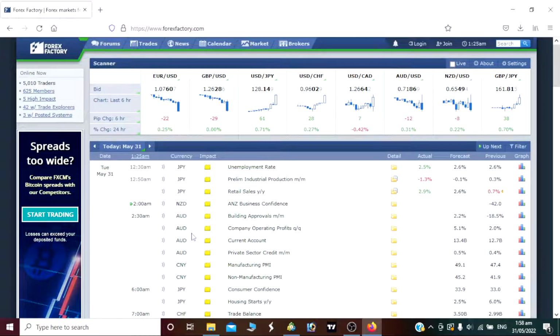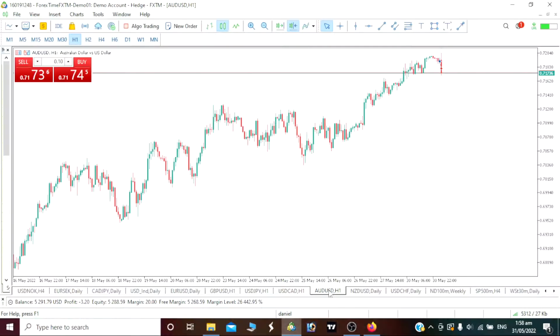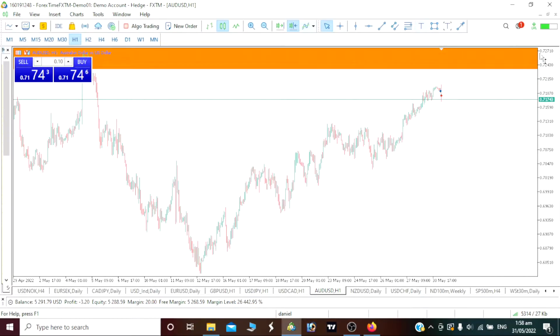On our AUD, we have the company operating profits, the current account, and the private sector data. Many of these are just low impact news that will affect the movement on our AUDUSD. That is why I said let's take a drop, because our USD will be pushing up for today.